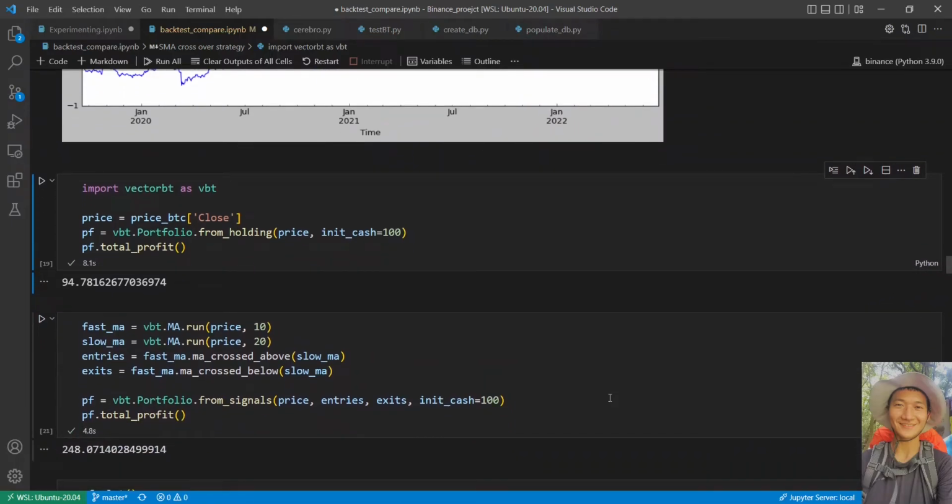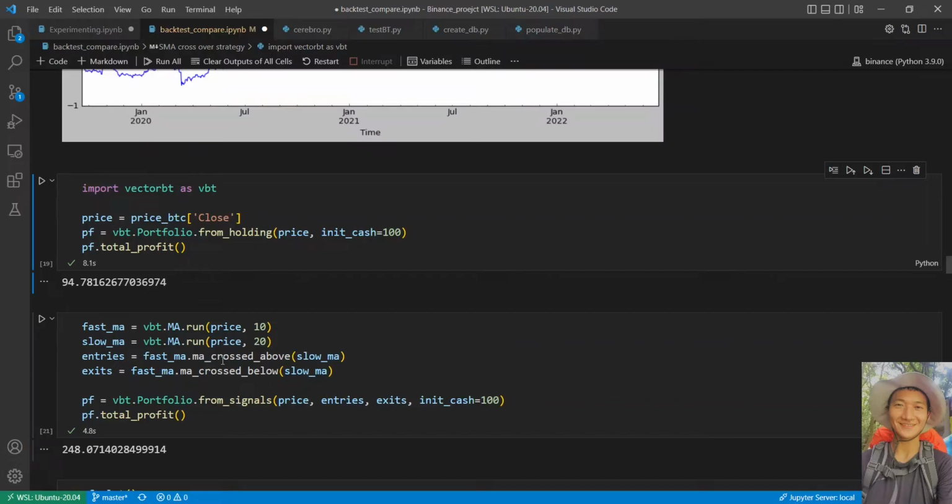Now I'm going to use a method in VectorBT to get the fast line and slow line. You can see that just these four lines can give us the strategy. We just calculate the fast line and slow line, and give it the entry point, which is the buying signal. Then also give it an exit point, which is the selling signal.